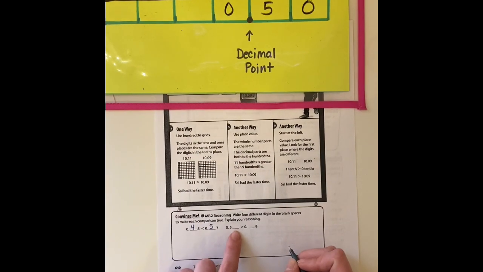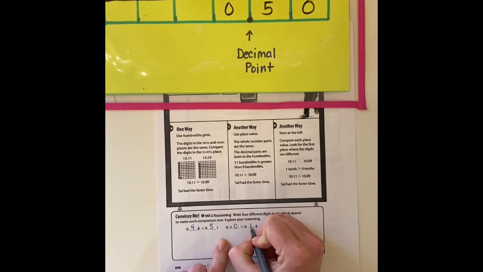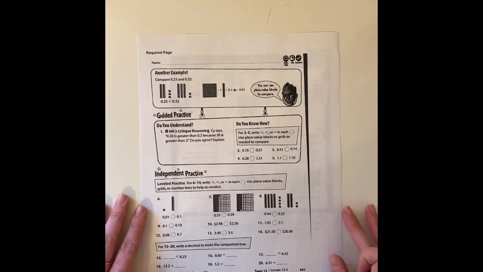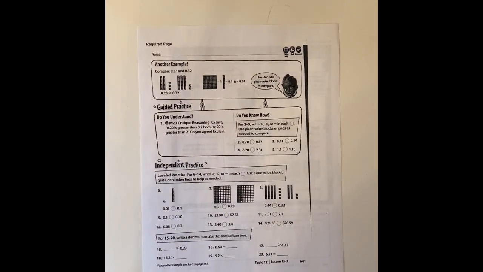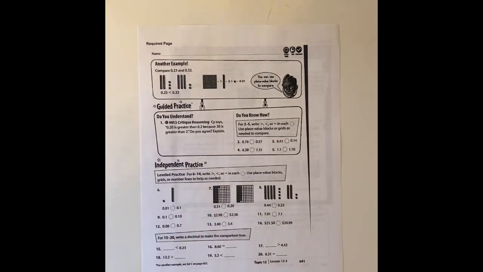So here I'm going to write a 0, and I'm going to write a 9 here. So my place value chart really helped me answer that question. On this page, we have to complete 1 through 5. So here is where I will be talking about that 0 because it comes up in number 1.